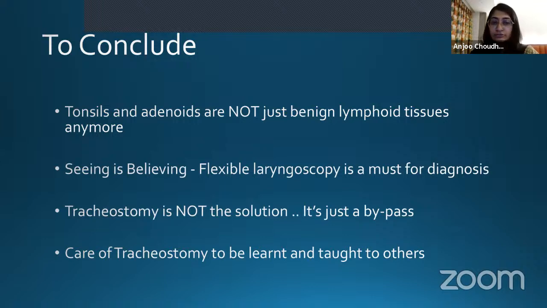Tracheostomy is not the solution for stridor. It is just a bypass. The problem is above the tube. So once we put in a tracheostomy, we will not know what was happening above the tube. So we have to try and avoid doing tracheostomies. First, try and do an endoscopic examination.